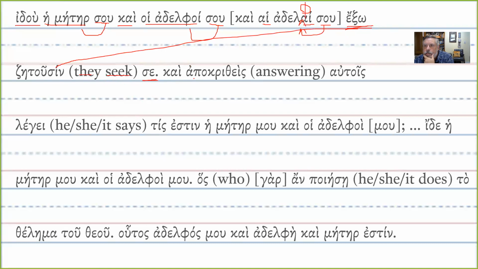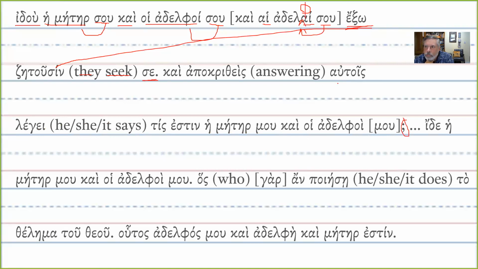Then the next sentence, kai apokritheis, answering. Kai apokritheis autois legei, he, she, it says, tis estin he meter mou kai hoi adelphoi mou. We'll stop right here. Notice the question mark.